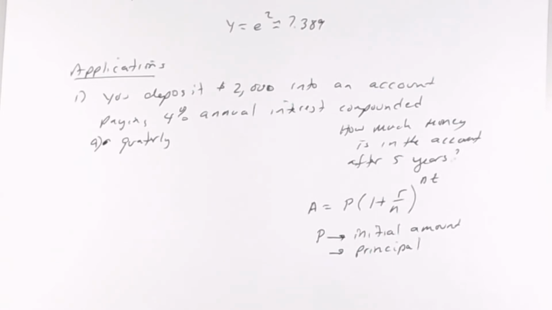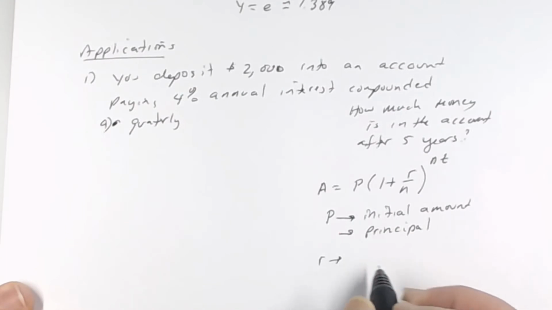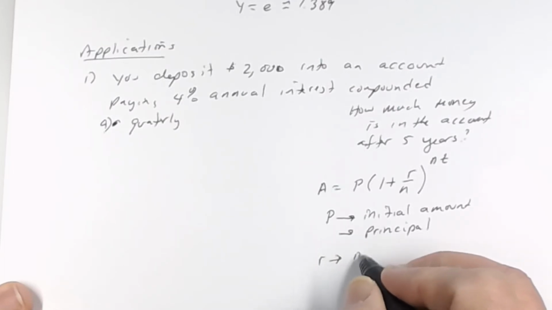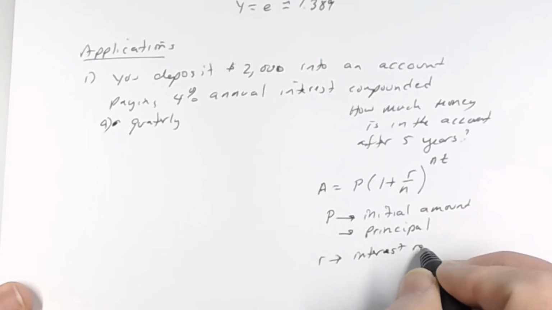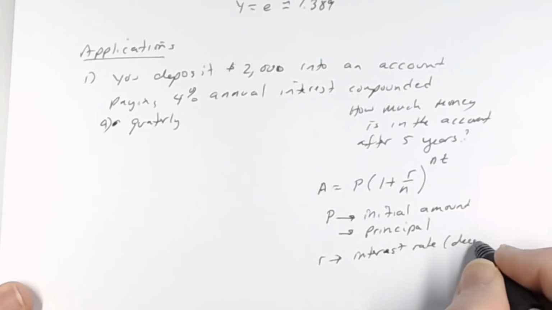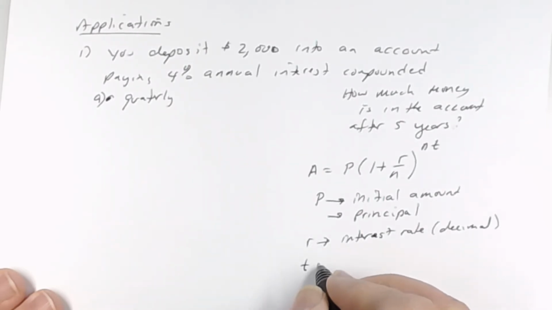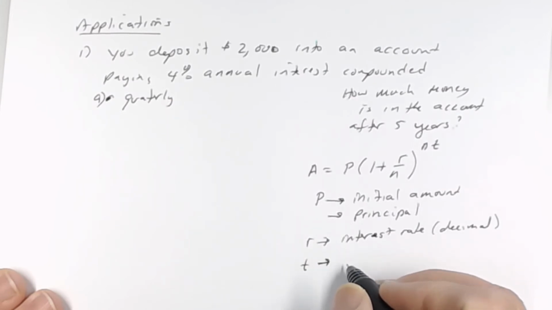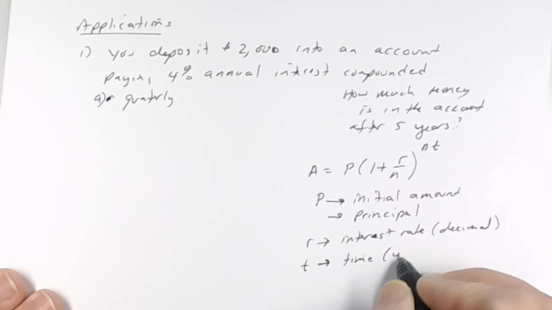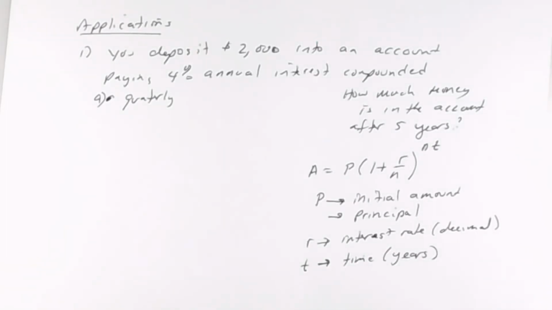So in this particular case, what number would represent P? 2,000. Okay, good. r kind of makes sense. What do you think r stands for? Rate. The rate. And the rate must be listed as a decimal. So that's the interest rate, and it must be as a decimal. So from a previous course, you know that 4% as a decimal is what? 0.04. Okay. t is kind of easy to figure out. What does t stand for? Time. And time must be in years.